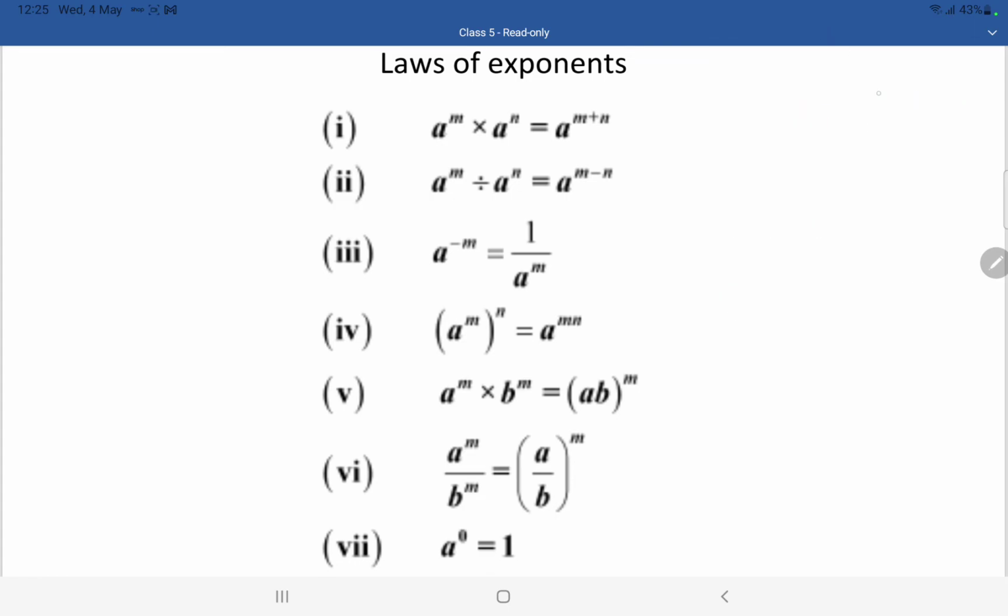Let us move on to the next one, that is the sixth law of exponent, which is similar to this. A power m divided by b power m is equal to a by b whole power m. So here if you just see, the bases are different children here. The bases are different. Okay. You can just write this like this also, right?